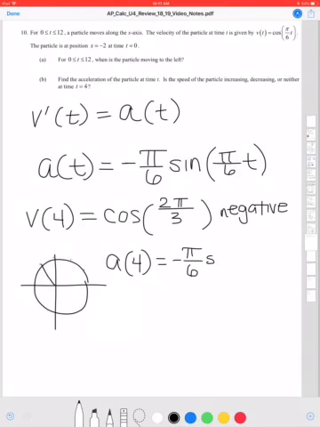Okay, let's see what sign we get for the acceleration. Again, I just plugged in pi over 6 for t and simplified it to 2 pi over 3. All right, the sine in the same quadrant is going to be positive because that's the y value. But if I take a positive and I multiply it by negative pi over 6, I'm going to get a negative again.